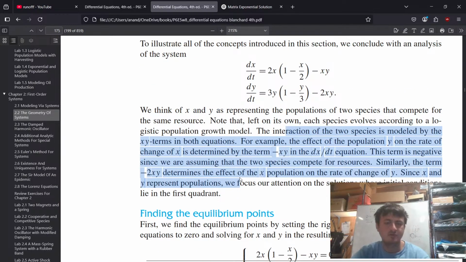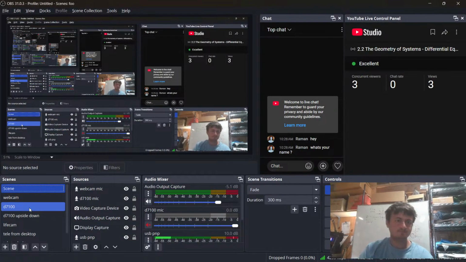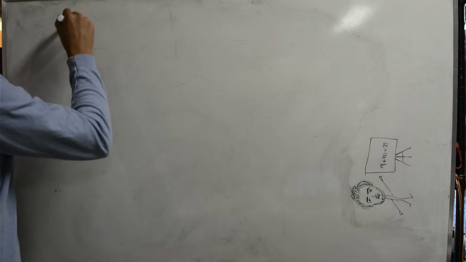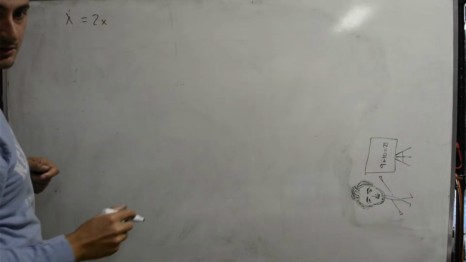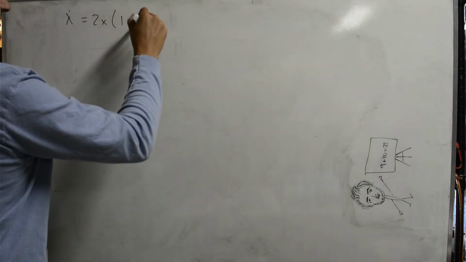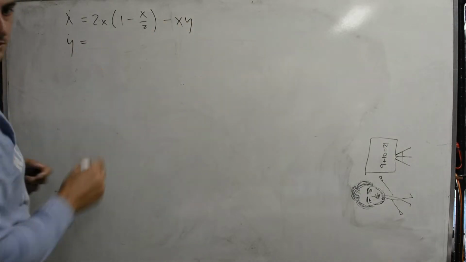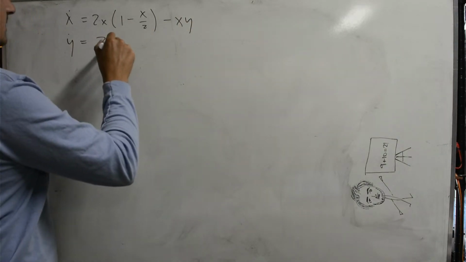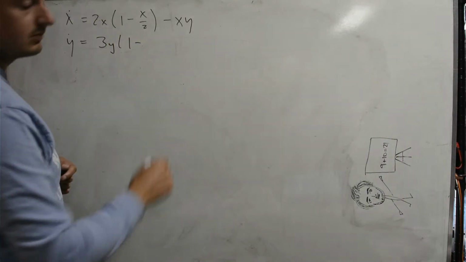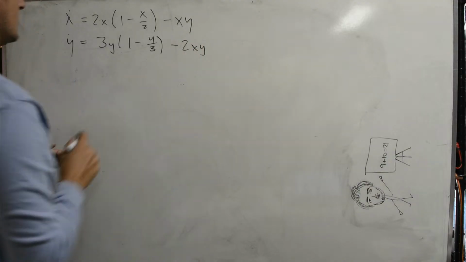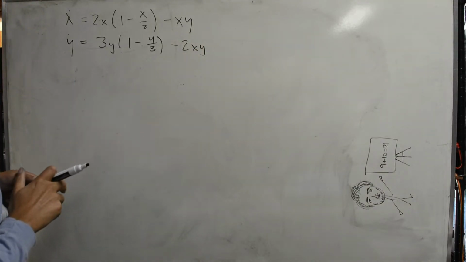Okay, let's just write this system and try to solve for the equilibrium on our own. All right, so what is the system? We have x dot equals 2x times (1 minus x over 2) minus xy, and y dot equals 3y times (1 minus y over 3).